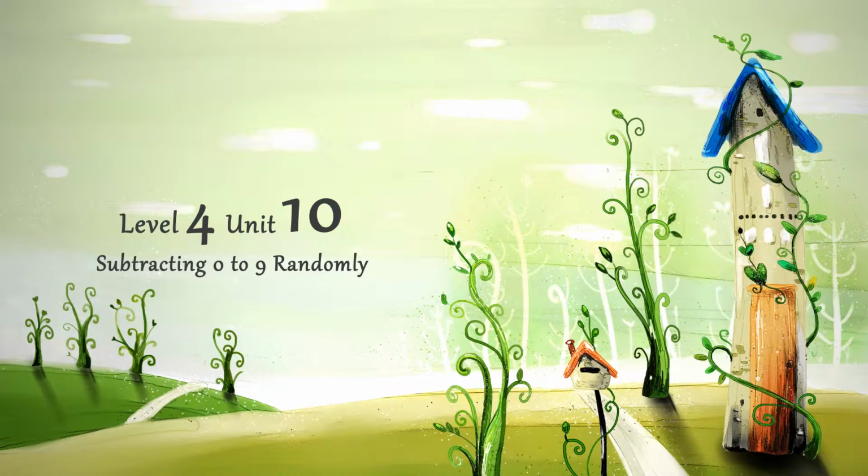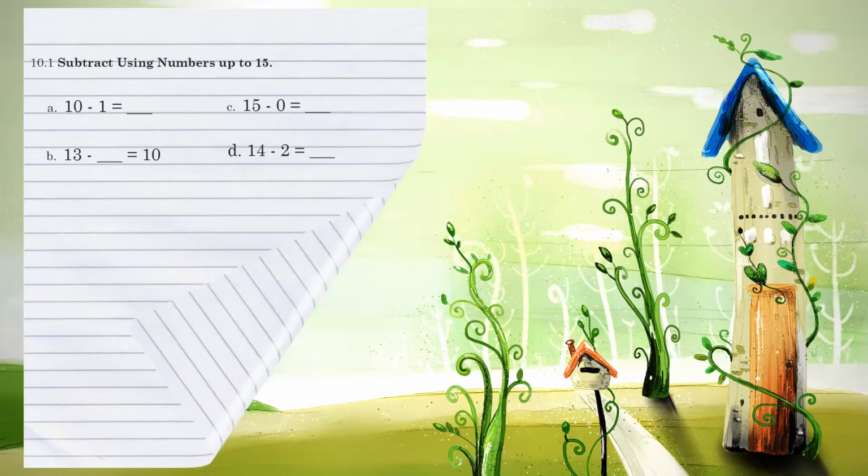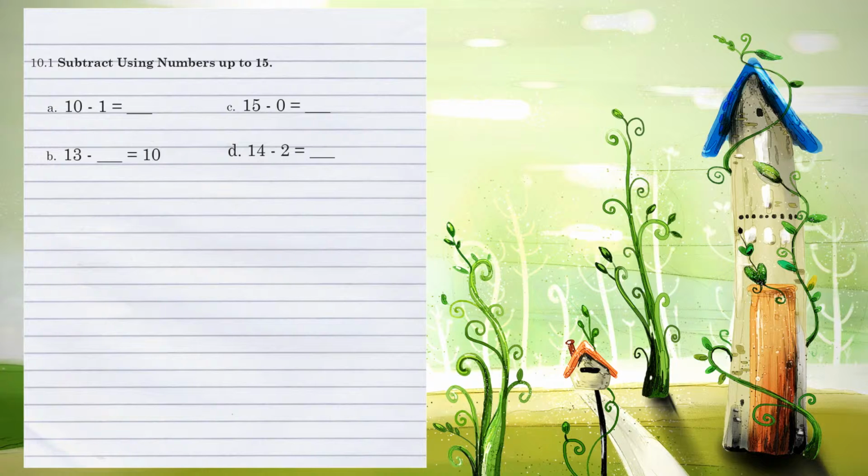Unit 10, subtracting 0 to 9 randomly. Unit 10.1, we're going to subtract using numbers up to 15. Example A, 10 minus 1. If you take 1 away from 10, you are left with 9. Example B, 13 minus what number equals 10?